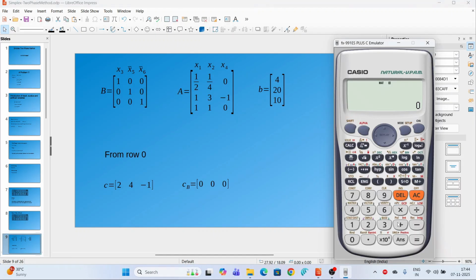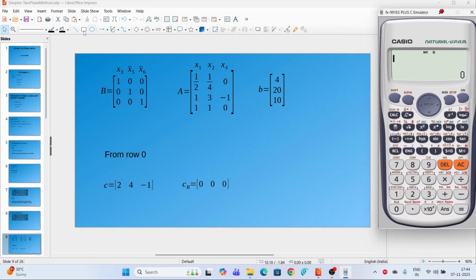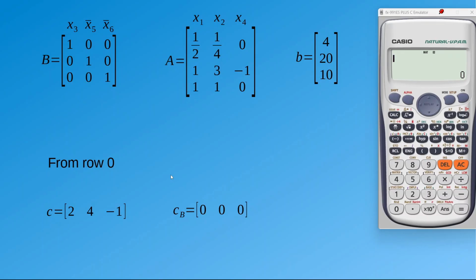Okay, so let me maximize my calculator here. There we are. Let me pin it so that I have it permanently over my slides. And there we are, current slide. Yes. This is of course a simulator of the FX 991 ES calculator. So if you have this calculator, you can follow the calculation along with me. Then in one stroke itself, you will learn how to use this method.